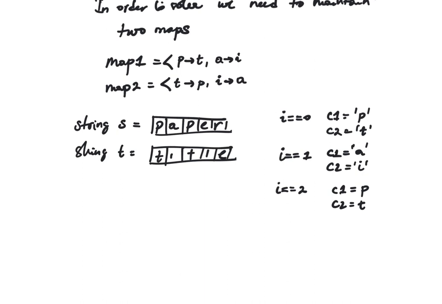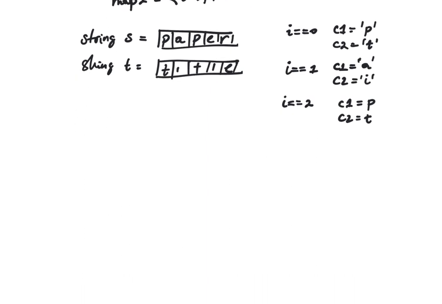We do the same for map 2. Map 2 contains C2, which is T, and T is mapping to P, and P is equal to C1. If it was different, we just stop because we found a mismatch. Because it is equal, we just continue. Okay, so now we go to the next one.